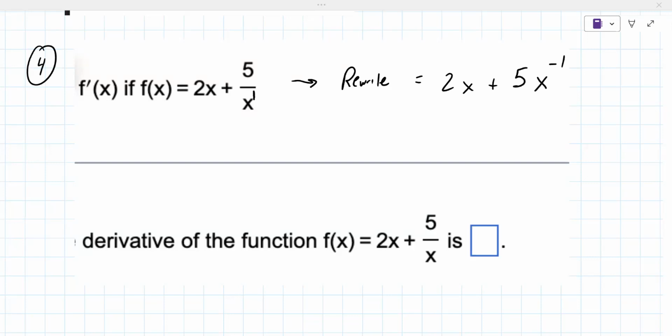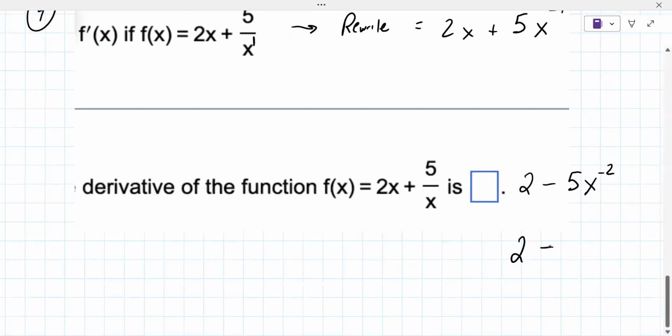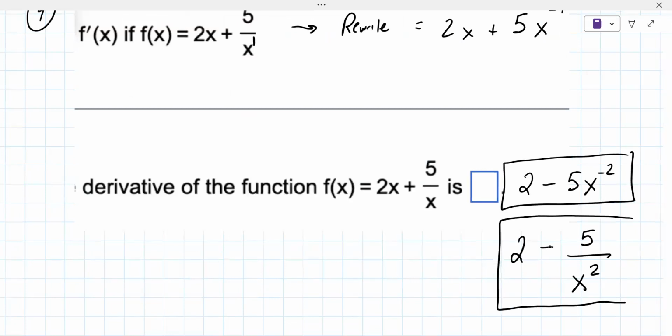Would it be 2 minus 5x to the -2? Yes, now I believe Pearson will accept this. If you're really super concerned, you can do it this way. It should take either of them. That's one advantage of doing the homework: you can learn how it accepts the inputs. But there's no guarantees, just try to do your best here.